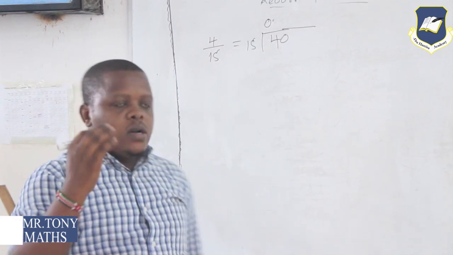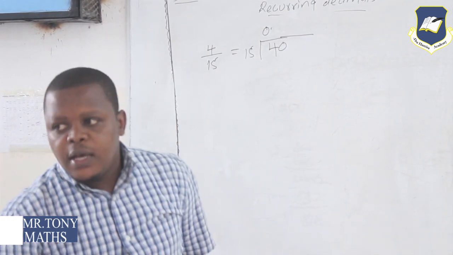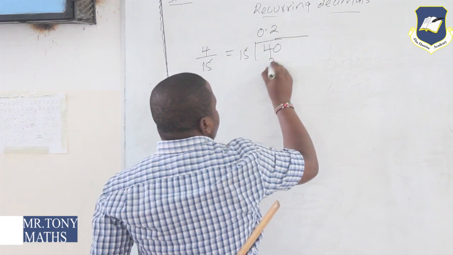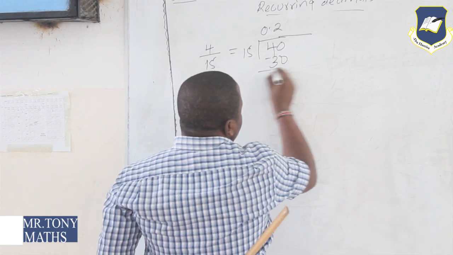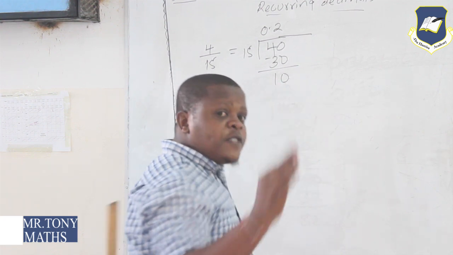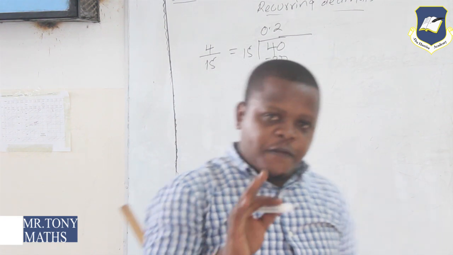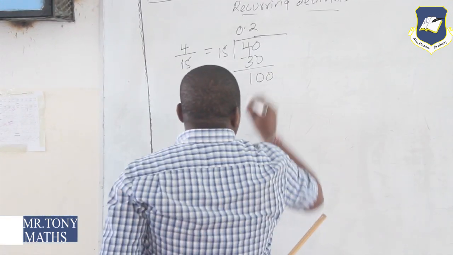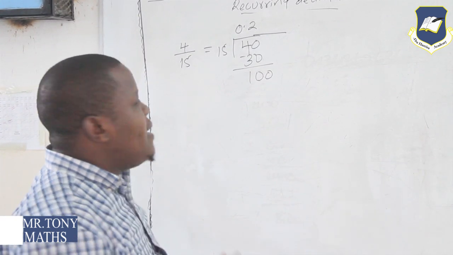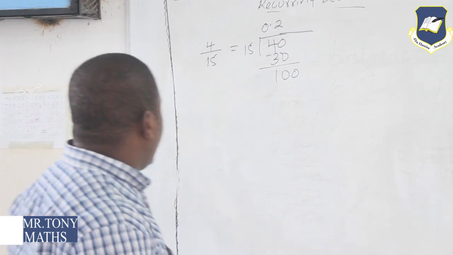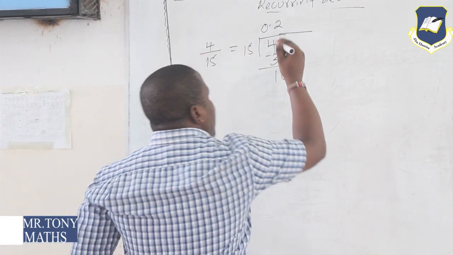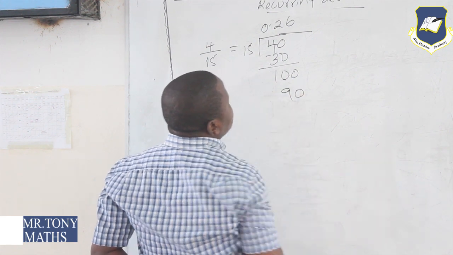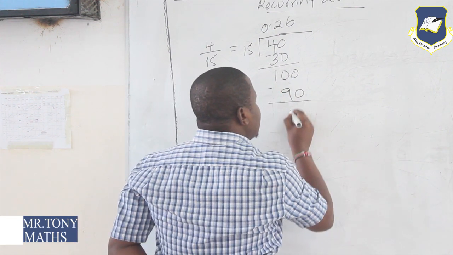Then 15 goes into 40 2 times. 2 times gives you 30. Subtract, you get 10. 15 can't go into 10. So you add a 0 here. Then you work now 100 divided by 15. 15 goes into 100 6 times. And 6 times gives you 90. Subtract, you get a 10.